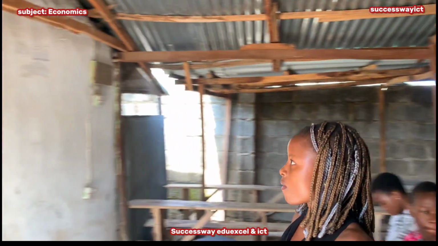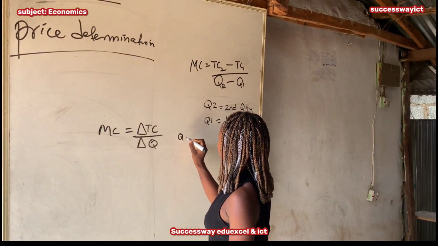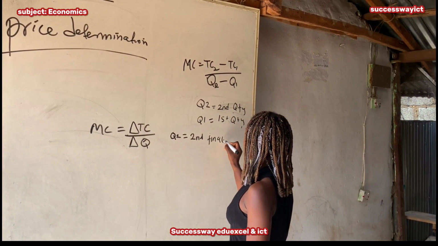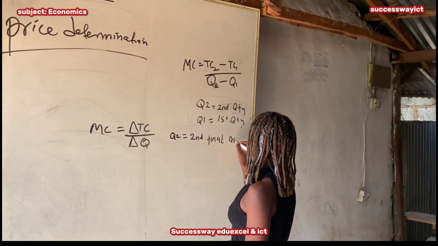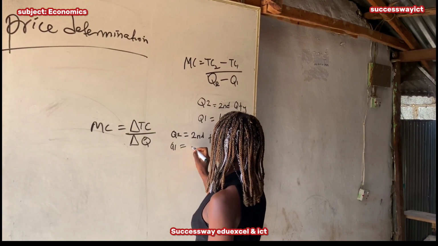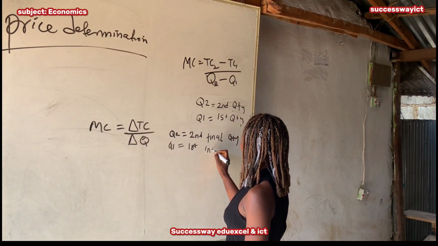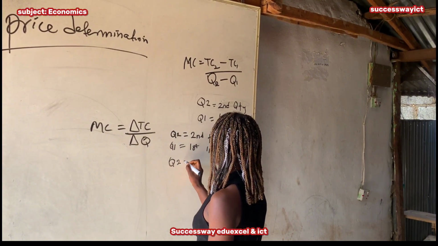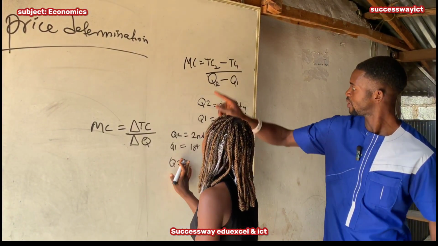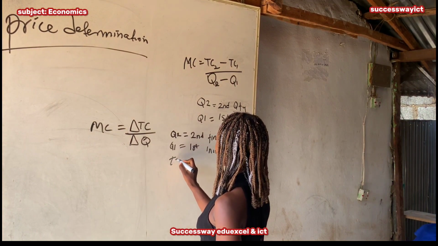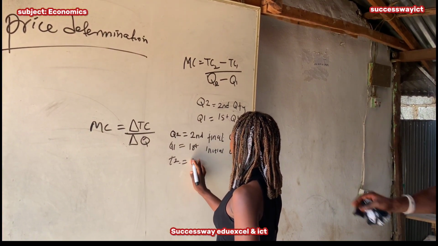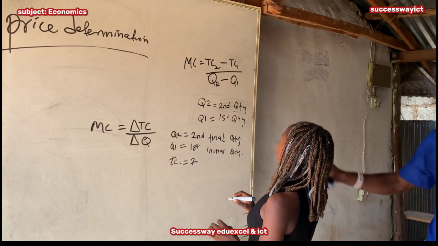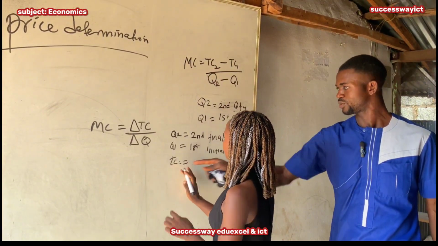No, you have expressed Q1, Q2 now, so you are starting again. Just TC, TC1, TC2 now. Just write it where TC2 is.